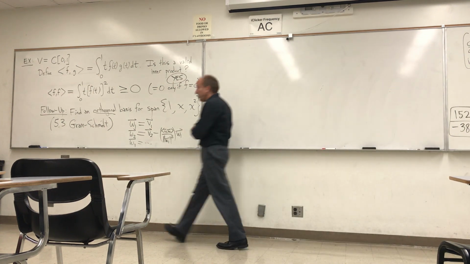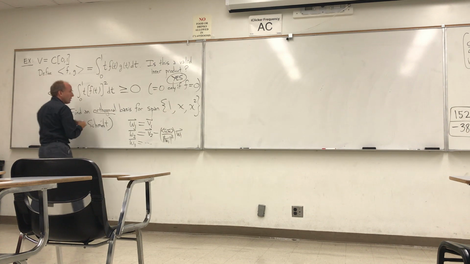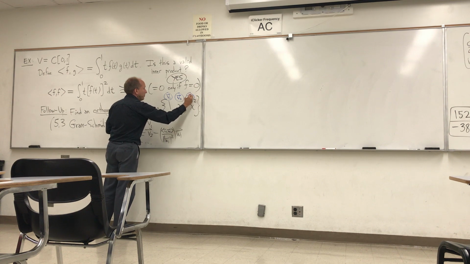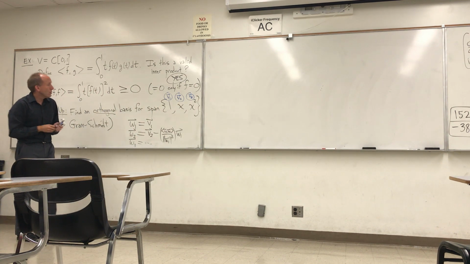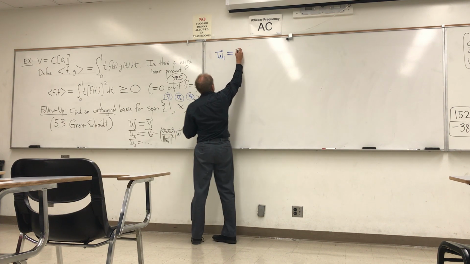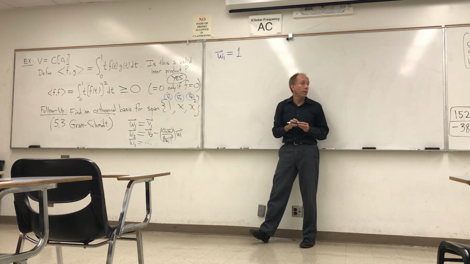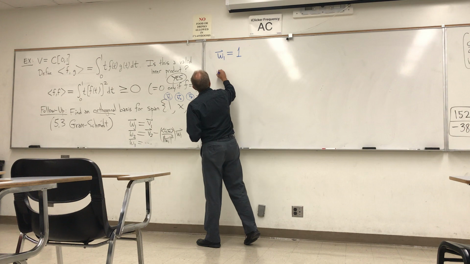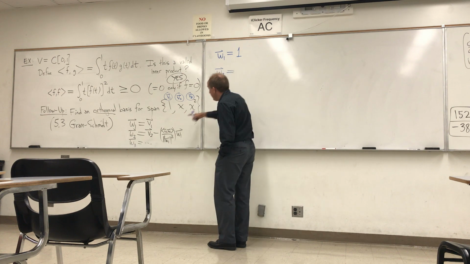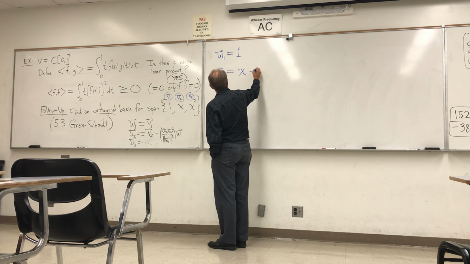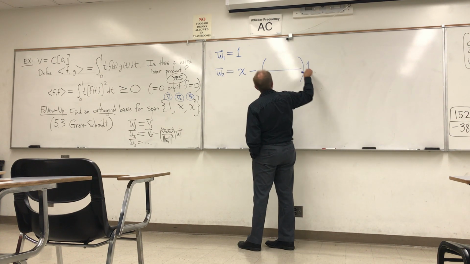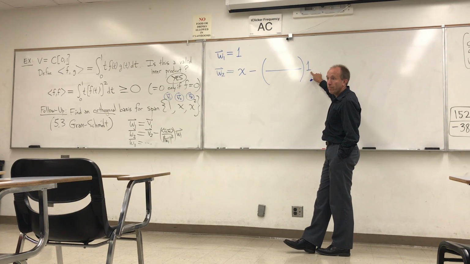So what you want to do is just label these as V1, V2, and V3. Okay? So then W1 is easy because it's just equal to V1, which would just be 1. And then for W2, let's see, how do we do this? We do V2, which was x, minus, I always just make myself a fraction here, some fraction times W1, and W1 is just 1.